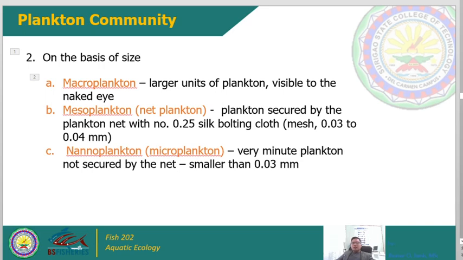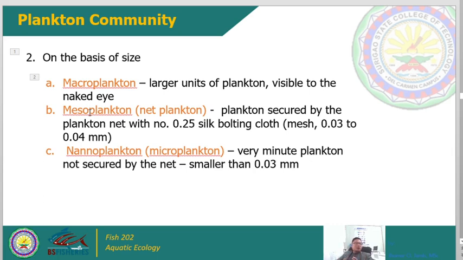And another classification of plankton on the basis of size is three: macroplankton, mesoplankton, and nanoplankton. The macroplankton are basically larger units of plankton visible to the naked eye. Makita nimo sila without the aid of a microscope. And then another is mesoplankton, the net plankton, secured by the plankton net with number 0.25 bolting cloth, mesh of 0.03 to 0.04 millimeters in mesh size.